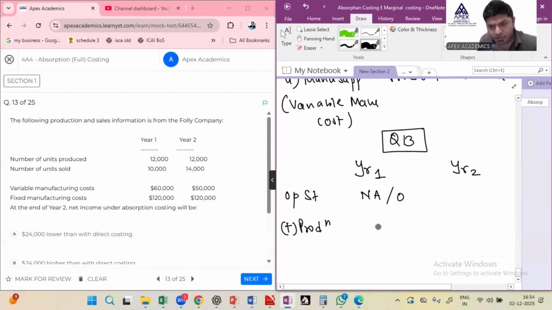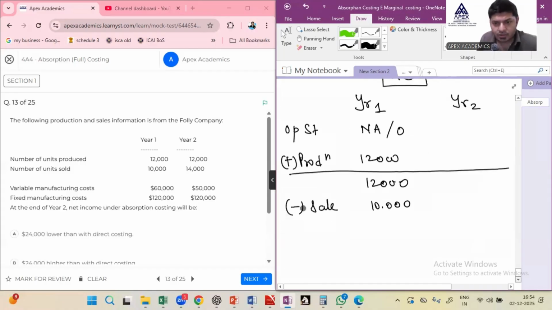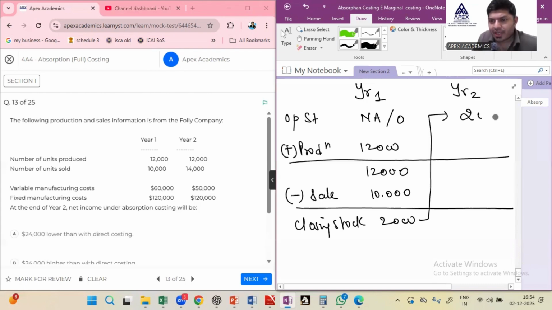My production is 12,000. So beta, in hand, how many units do I have? I have an in hand amount of 12,000 units. Out of this, I will subtract my sale. That is my units going out. How much is my sale? 10,000. So what am I left with? I am left with my closing stock of year one. What is closing stock of year one? 2,000. Automatically, it becomes opening stock of my year two.